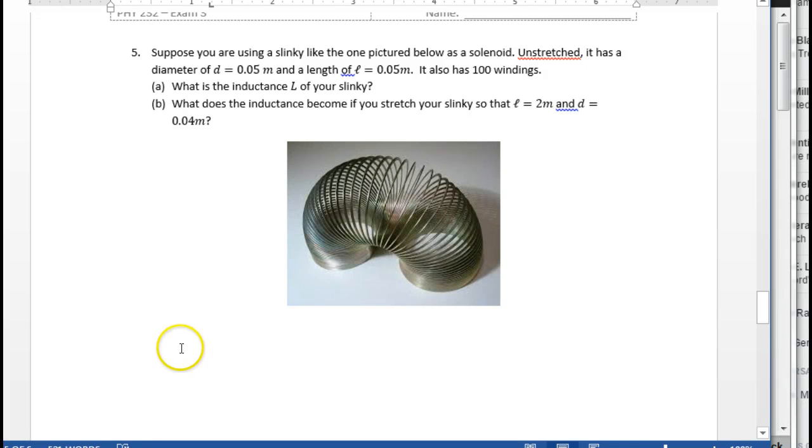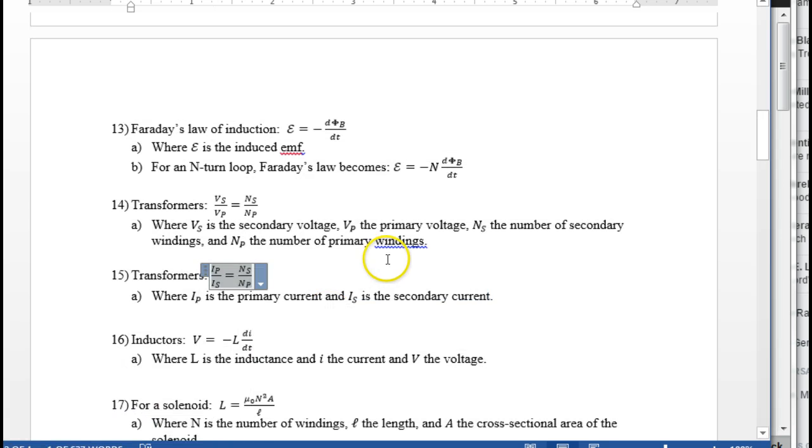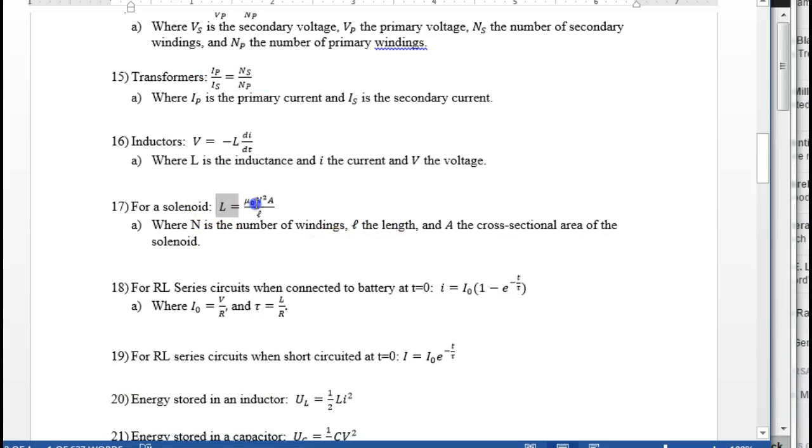In exam 3, problem 5, we're toying with the notion of using a slinky as a solenoid. So we have a slinky with a diameter of 0.05 meters and a length of 0.05 meters when it's unstretched and has 100 windings. So the question is, under these circumstances, what is the inductance of the slinky? Well, let's pop over to the equation sheet where we find the inductance of a solenoid, right, is mu naught n squared A over L.